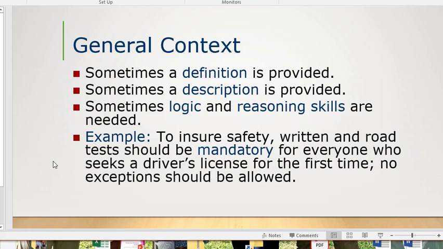In this example sentence, to ensure safety, written and road tests should be mandatory for everyone who seeks a driver's license for the first time. No exceptions should be allowed. The word that we're trying to determine is mandatory. If you look further out in the sentence, "no exceptions should be allowed." So they pretty much included a definition of the word mandatory as a general context clue in the example.